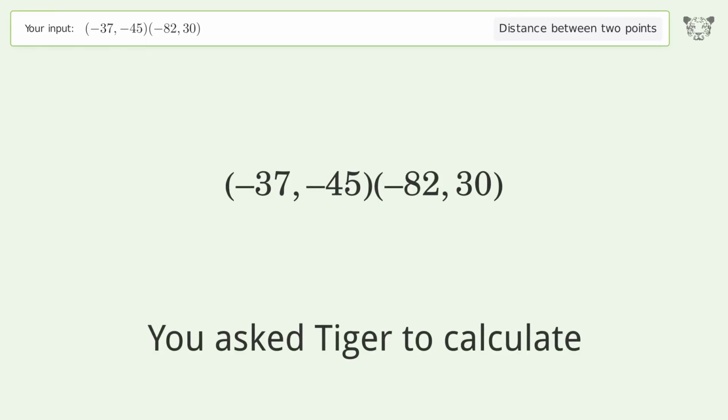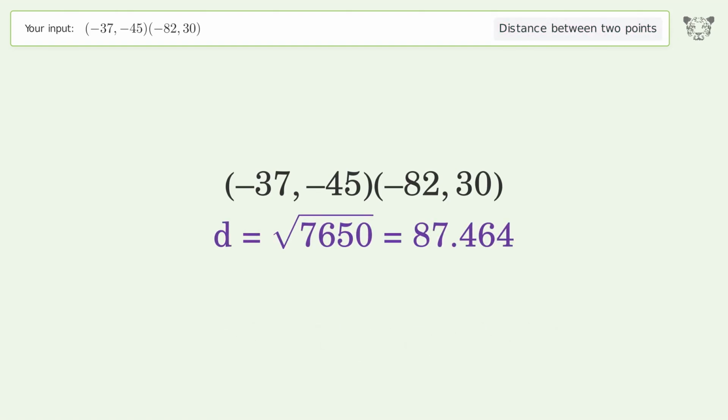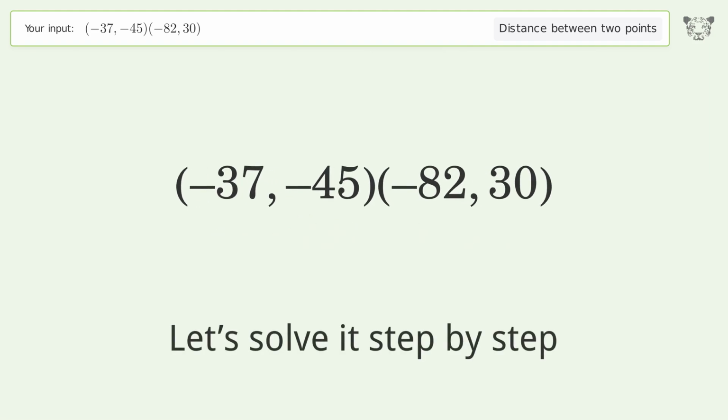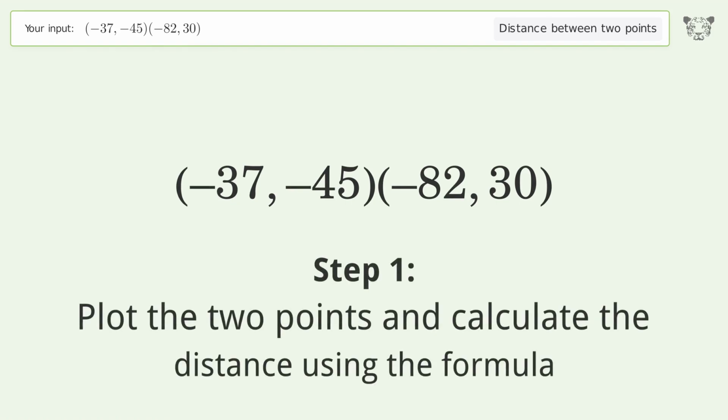You ask Tiger to calculate. This deals with the distance between 2 points. The distance between the 2 points is the square root of 7,650, or 87.464. Let's solve it step by step. Plot the 2 points and calculate the distance using the formula.